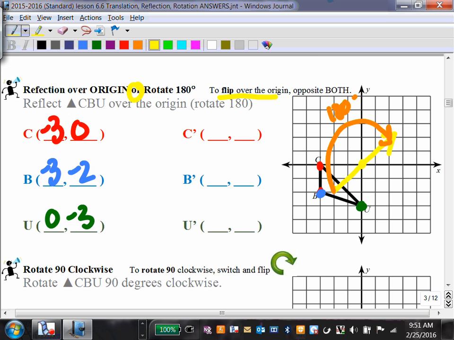To flip over the origin, opposite both. Flip over the origin, opposite both. So you take the signs for both and you opposite both. Obviously, there's no opposite of zero.